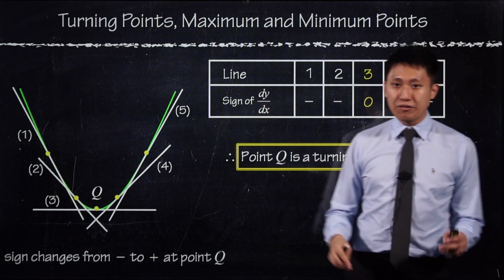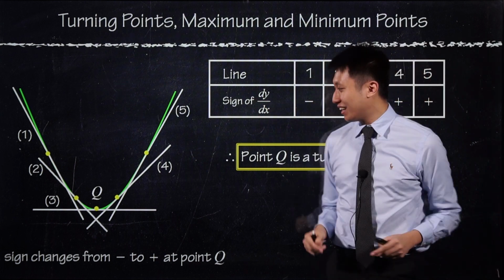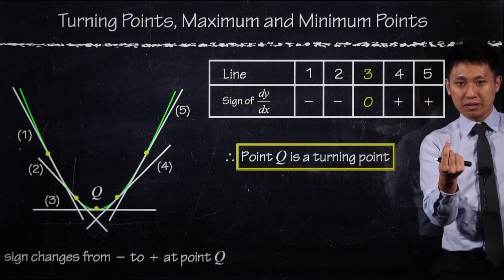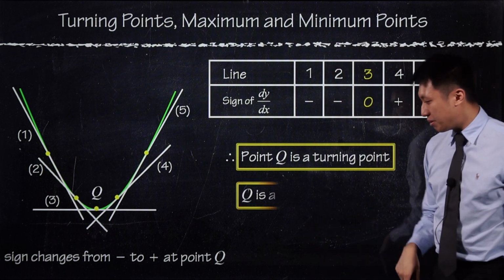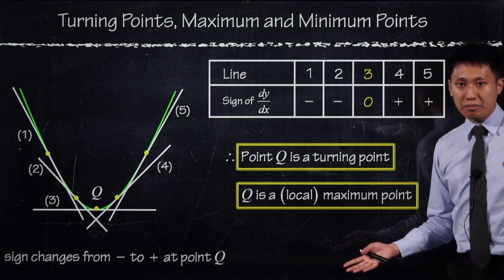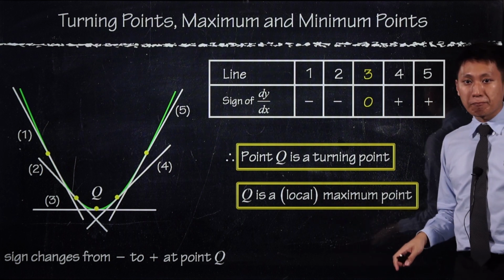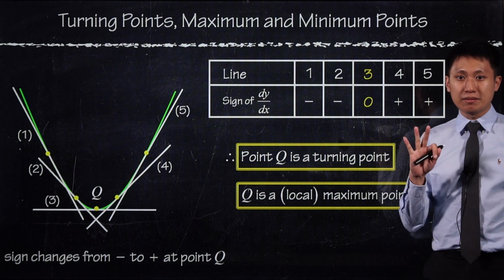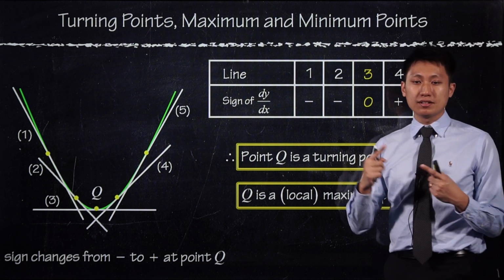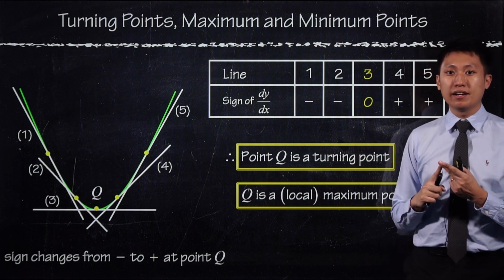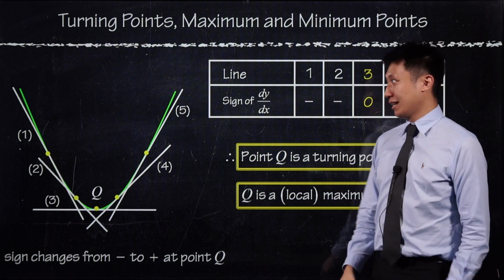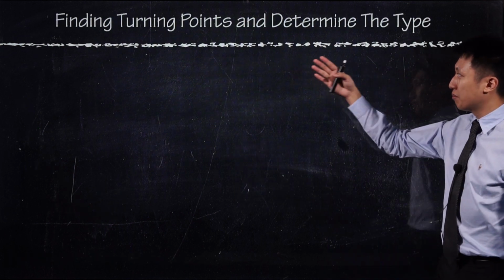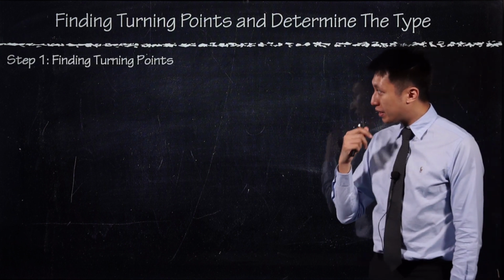Okay, and if you have this thing over here, then what is that? The point in the bottom. It's a minimum point, or you call it a local minimum point. So now you have learned three terms. One is turning point, second is maximum point, third is minimum point. Great. So, finding turning points and determining the type.